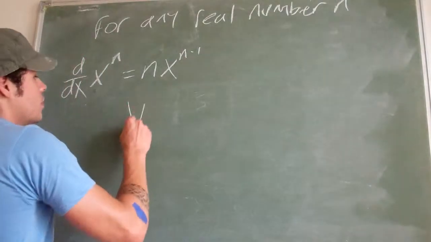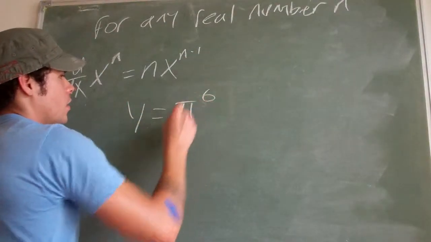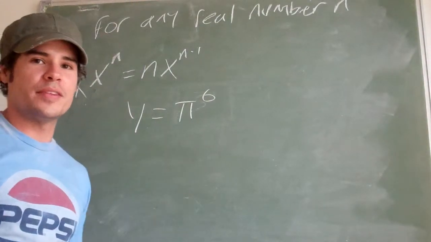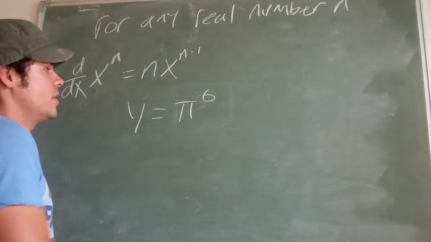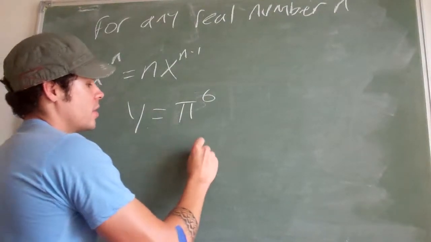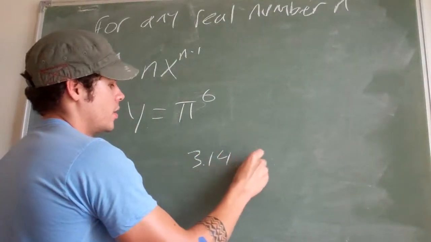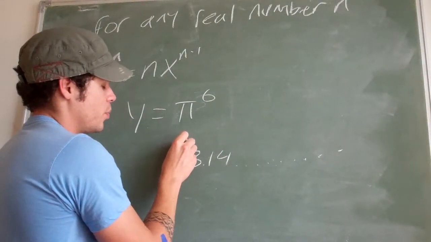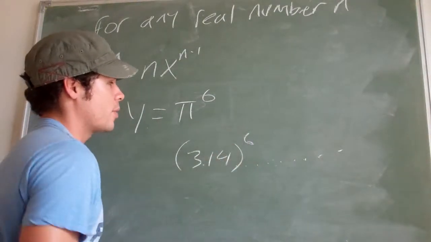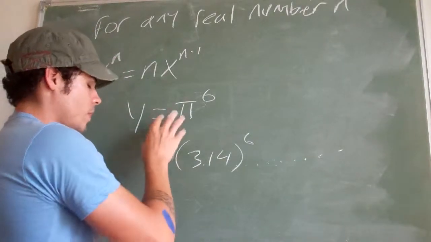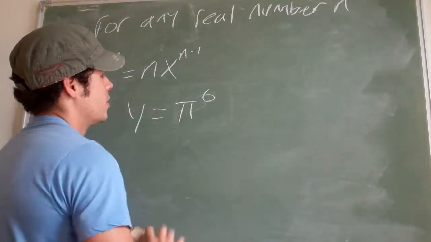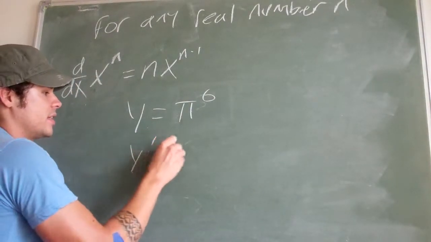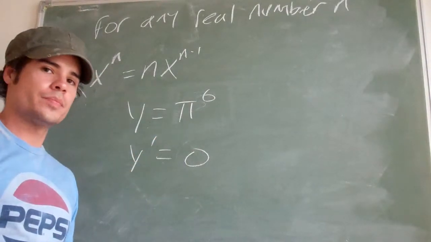What about this one? I'm sure your professor's going to ask you, well, what's the derivative of this? Well, what is pi? Pi is 3.14, and it just keeps on going, right? It's really 3.14 to the 6th power at that. So really, pi is actually a constant, isn't it? So if you take the derivative of a constant, it's just going to equal 0.